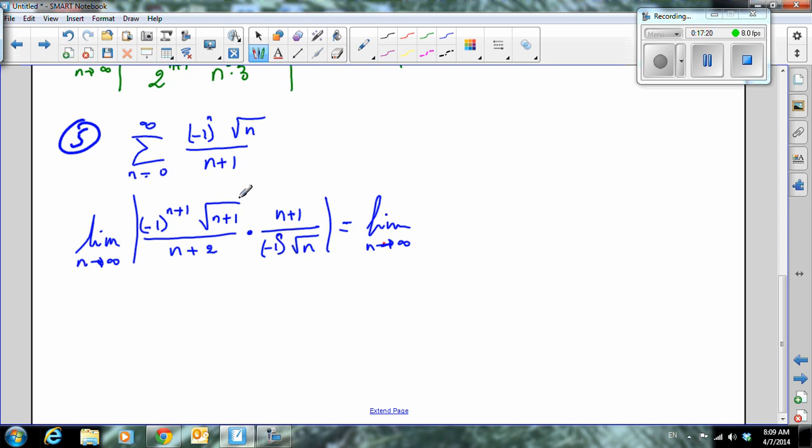So I will end up on top with n plus 1 square root of n plus 1 over n plus 2 square root of n. -1 to the n plus 1 over -1 to the n would give me just -1, but since it's absolute value, it really doesn't matter. But I'll put a negative there just for you.